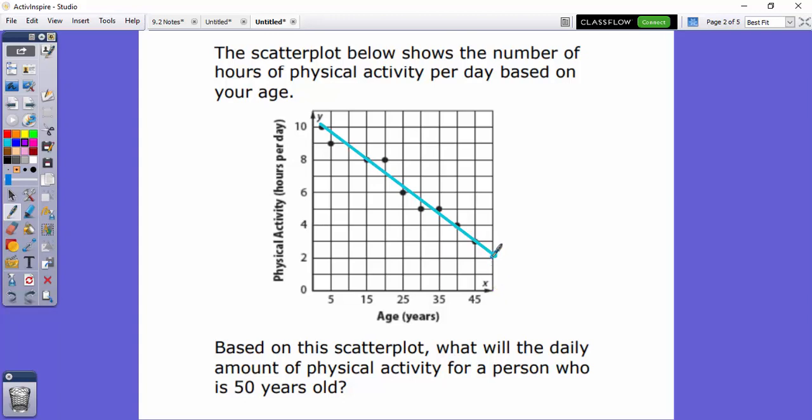Now, before I put the line of best fit on there, it looked like this. So for 50 years old, I really would have to follow this trend of data and estimate that it's somewhere right around here, around 2, in between 2 and 3 hours. My line of fit really can help me narrow that down a lot better, because if I know 50 years is right here, 45, 50, these are going by fives, I can see that my line hits right about at 2 hours. So this line of fit really helps us make that prediction pretty accurately.